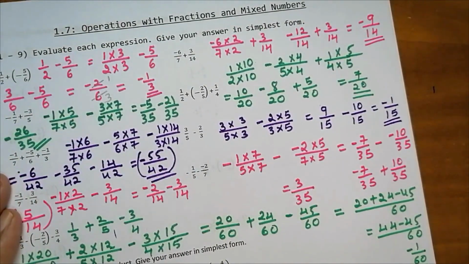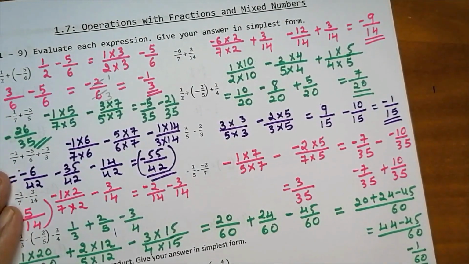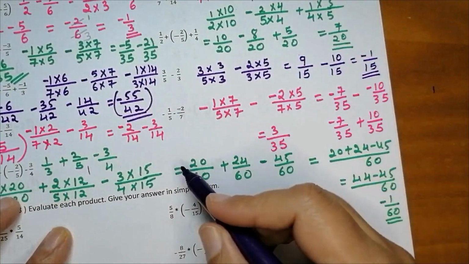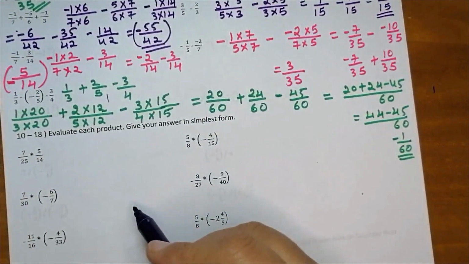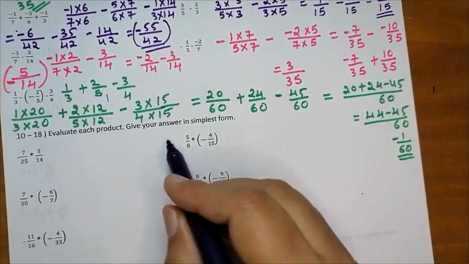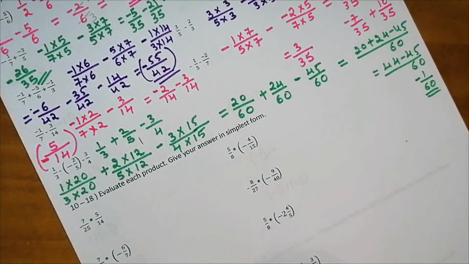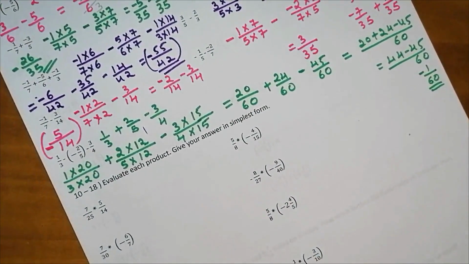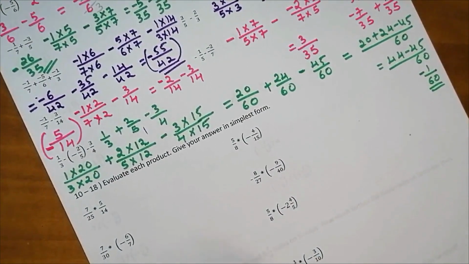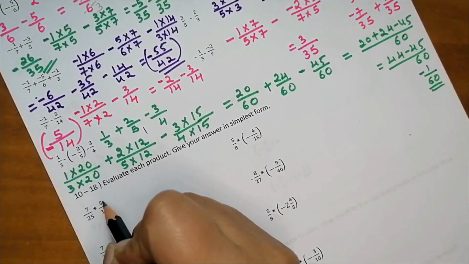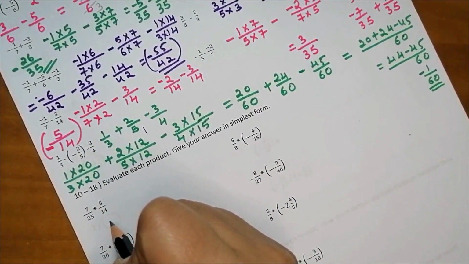Now we go further with the next part, which says evaluate each product. So far it was addition and subtraction. Now we are going with the multiplication, the product, right? And in the simplest form. So let's do this first with the pencil, the cancellation work, right? This is 7 over 25 multiplied by 5 over 14.